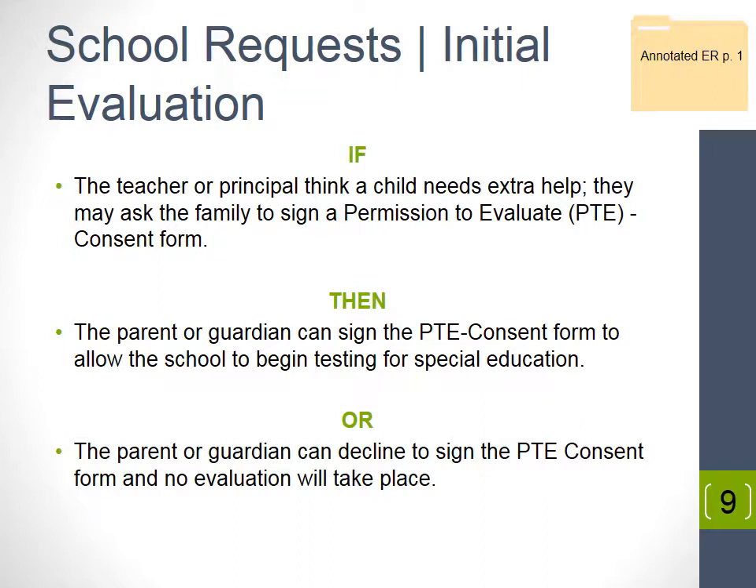A family should not be surprised by receiving a permission to evaluate consent form. The school should be communicating with the family about the types of concerns that would lead to issuing a permission to evaluate form for a child for special education services. If a family receives a permission to evaluate consent form and it takes them by surprise, they should ask questions of the school and consider contacting Peel or another one of the workgroup partners that we introduced in the beginning of this presentation. All of the partners are able to provide assistance and support families through this process and answer any questions.